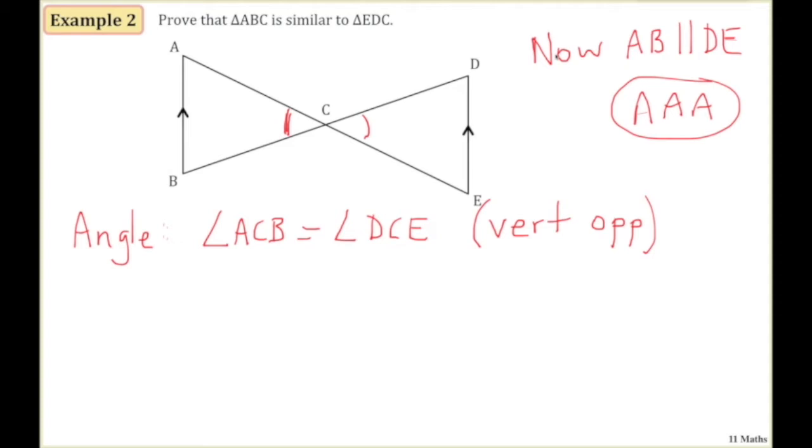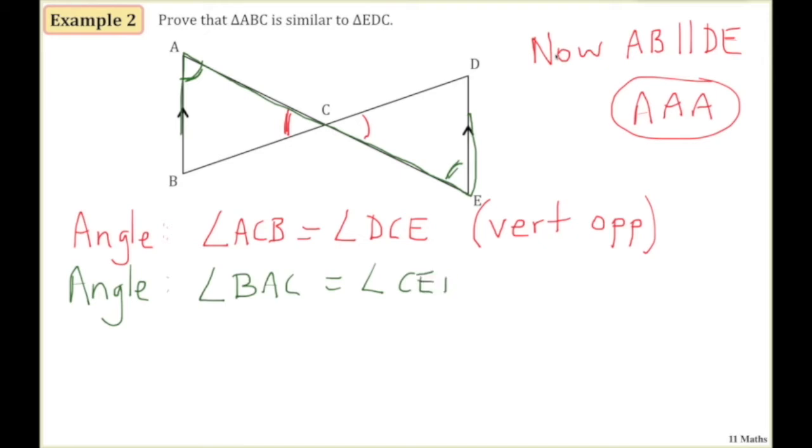Let's go for something like this one. I know we've got parallel lines, so I would say those two angles are equal because I've got alternate angles, a Z shape happening. So angle BAC equals angle CED, and they are alternate.